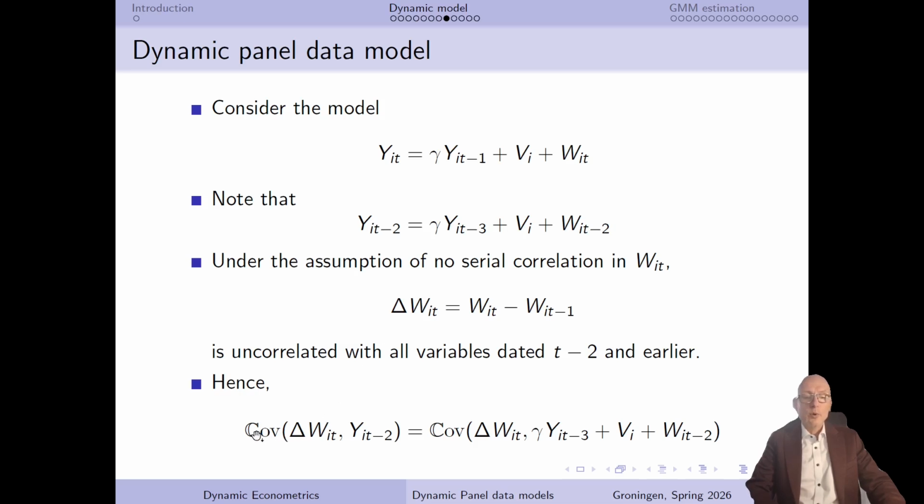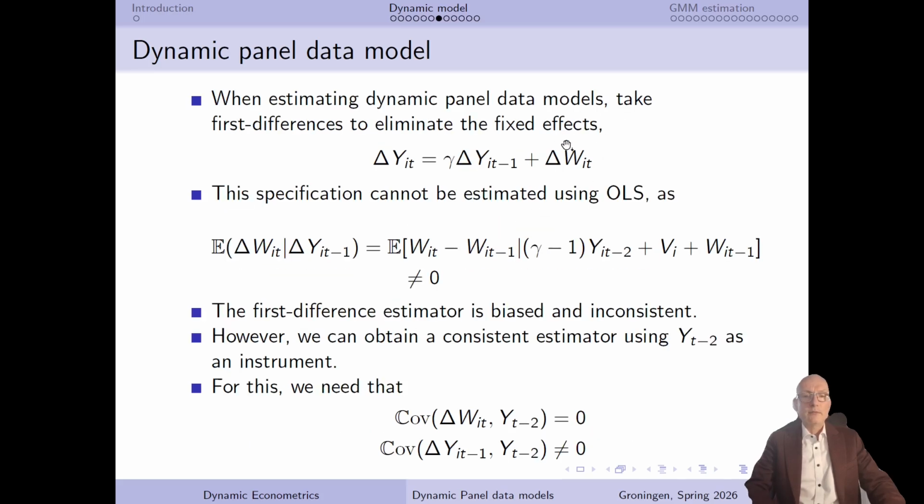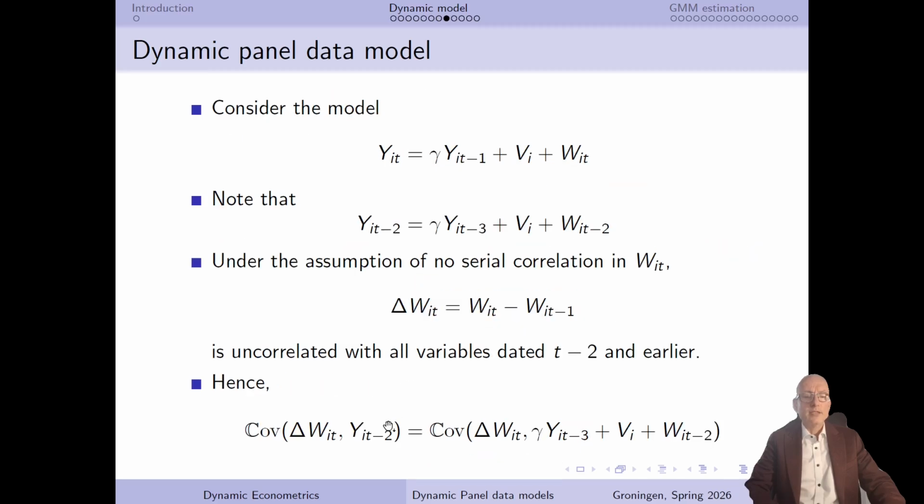We have to show that the covariance between delta w_{it}, the error term that we had on the previous slide, and our instrument, which is equal to y_{i,t-2}, is equal to 0. So we have to prove that this is equal to 0. What we can do is substitute into the right-hand side, to get the covariance of delta w_{it} and gamma y_{i,t-3} + v_i + w_{i,t-2}.